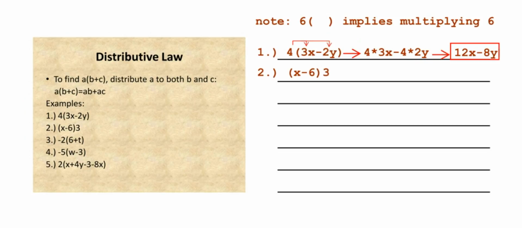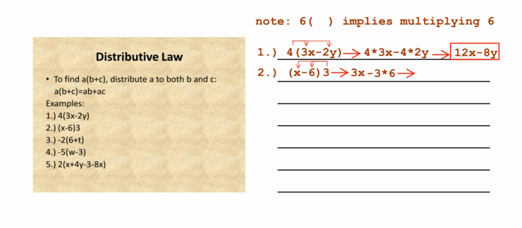Number 2, we have x minus 6 in parentheses times 3. Do notice the 3 is on the opposite side, but it still implies multiplication. So we're going to do the same process as before, but we're going from the right to the left side. Recommendation, always go from left to right when you're distributing. Makes it easier. So in other words, 3 times x will give us 3x, and 3 times negative 6 will give us negative 3 times 6.